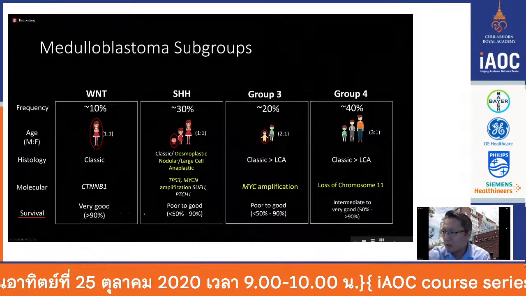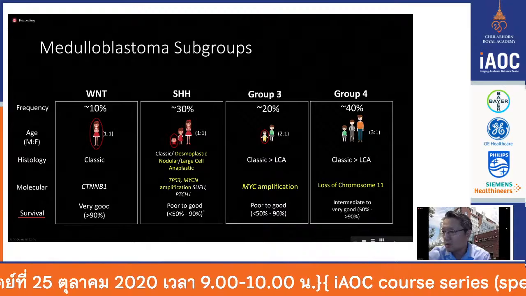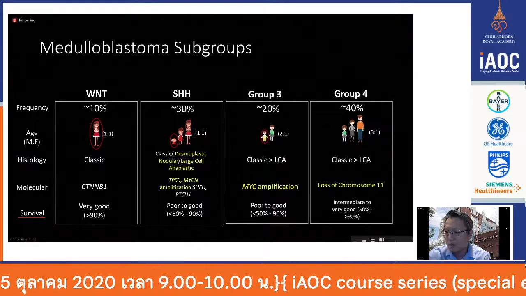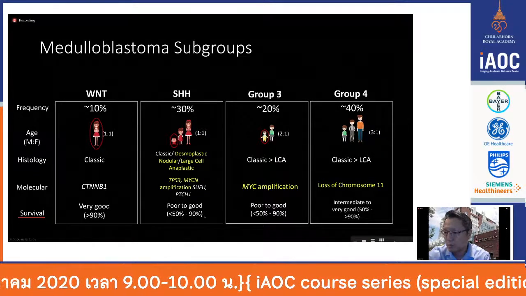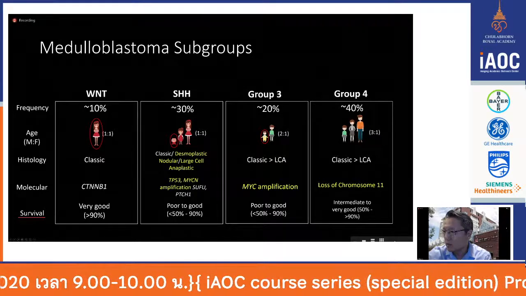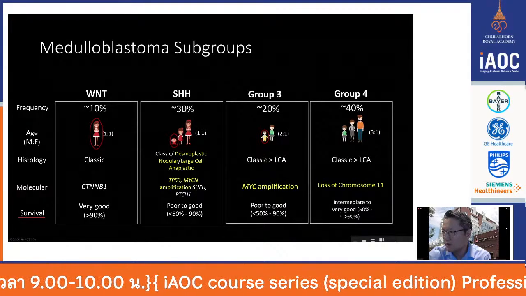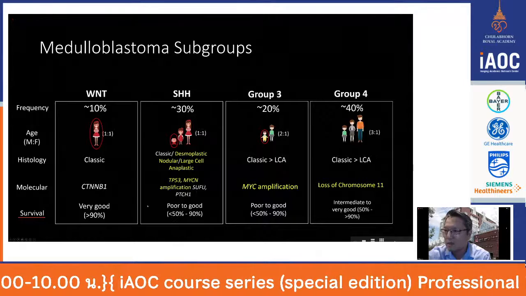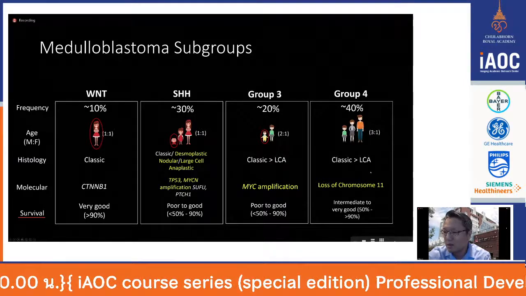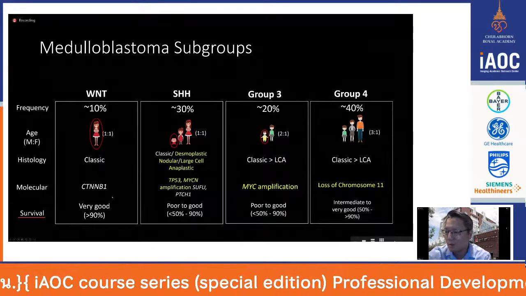And so you can see the survival again for WNT is very good. But SHH, group 3 and group 4, they all have a range actually. So you can see SHH can be very poor to pretty good, and poor to good for group 3, and then also the same thing for group 4. So what's the deal? You have these 4 subgroups, but then the outcome really is only different for WNT.